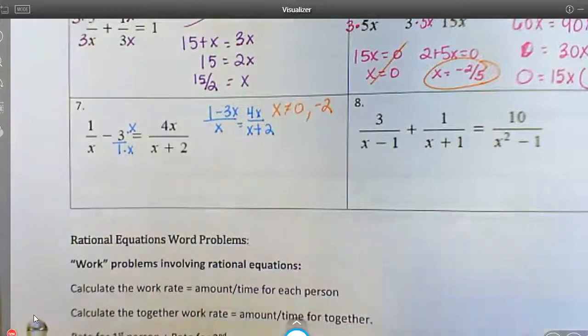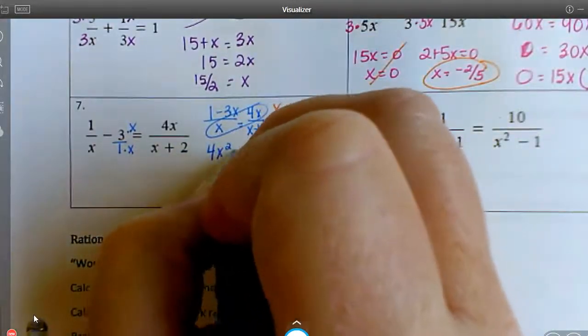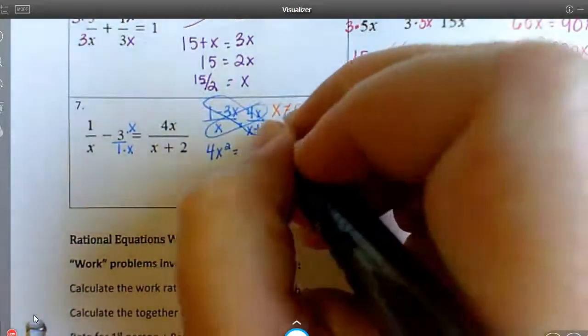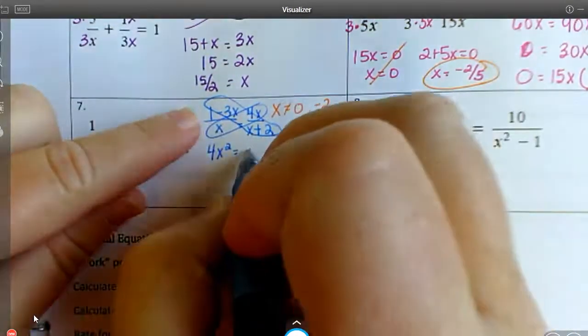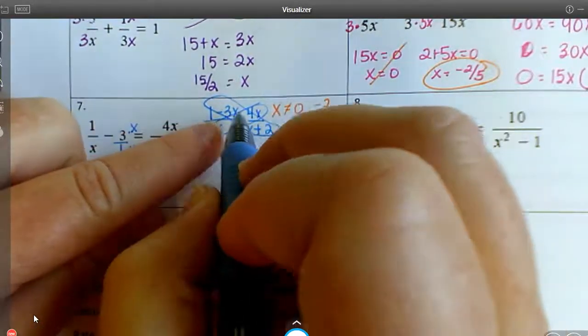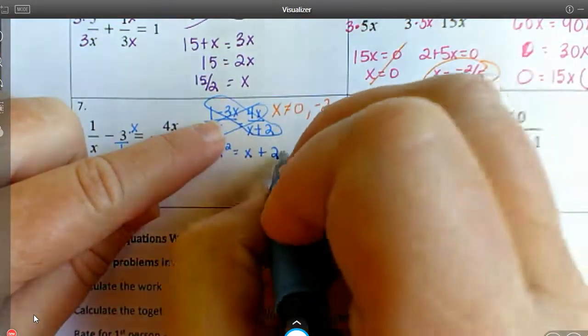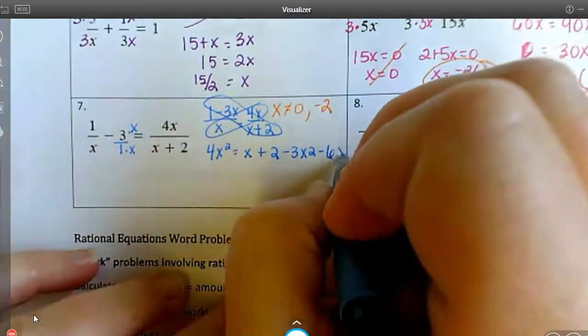Alright, I'm going to cross multiply. So x times 4x is 4x squared. I'm going to multiply here. Notice it's binomials, so I'm going to have to do a little bit of everything. 1 times x is x. 1 times 2 is 2. Negative 3x times x is negative 3x squared. Negative 3x times 2 is negative 6x.